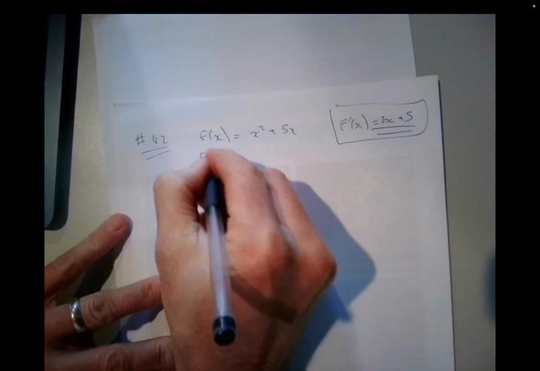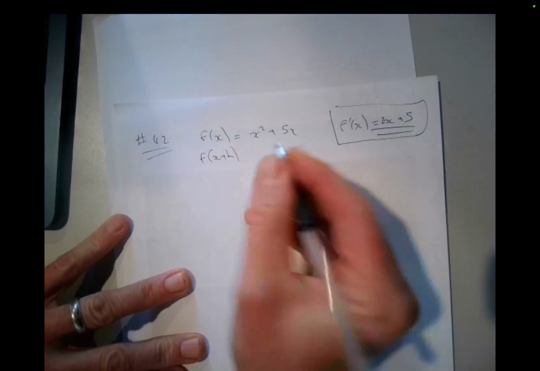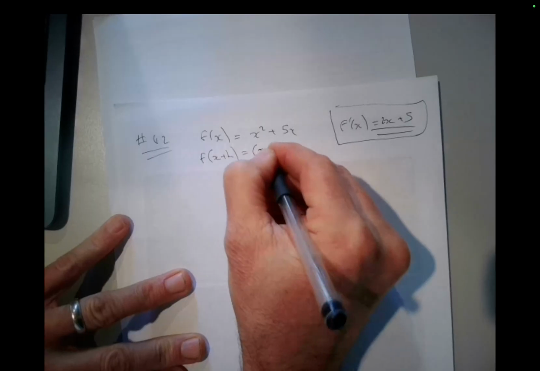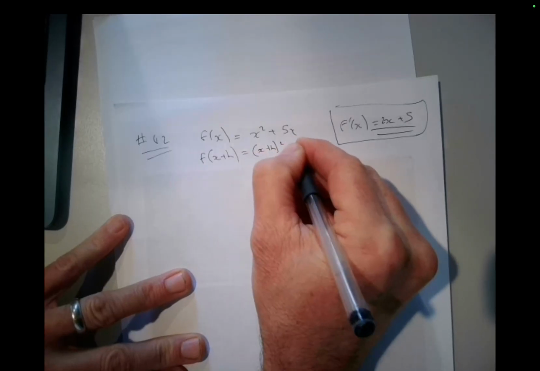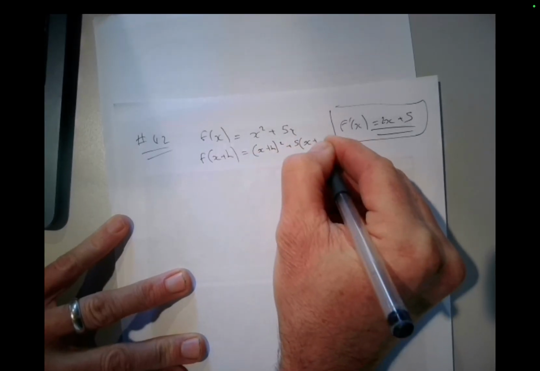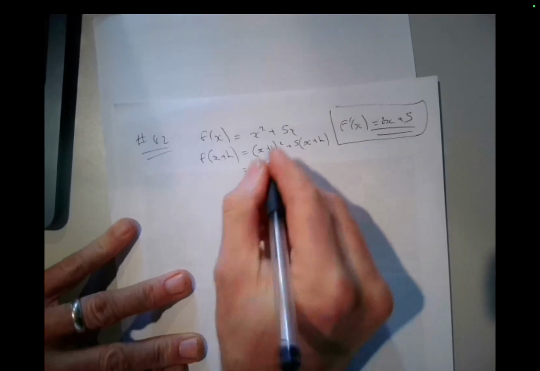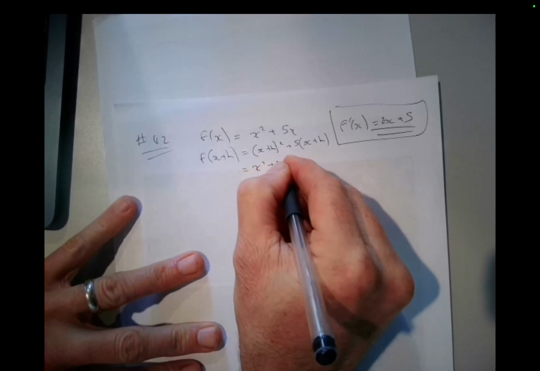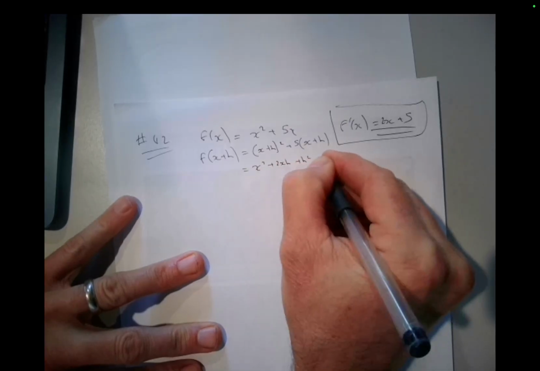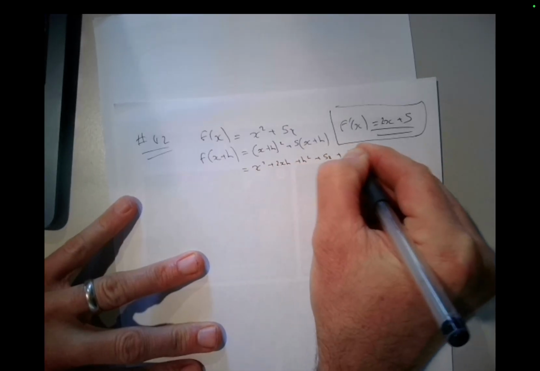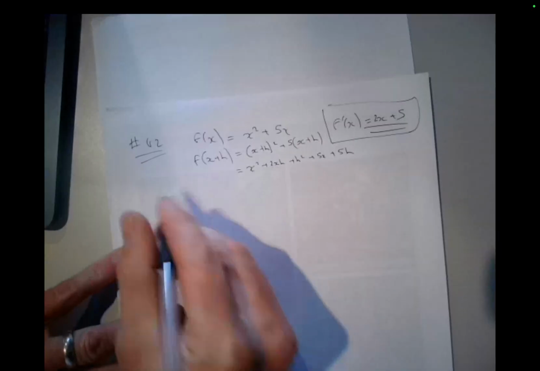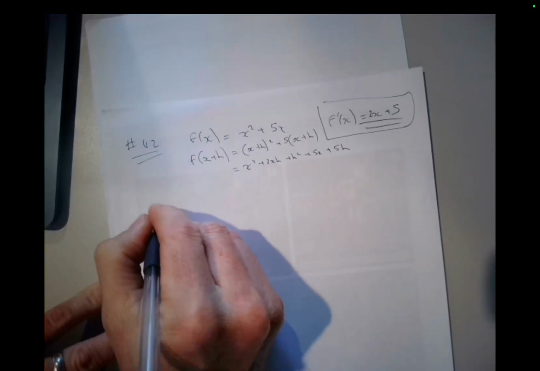So underneath it here, I'm going to put f of x plus h. So that's going to be x plus h all squared plus 5 times x plus h. I'm just going to do some algebra here. I'm going to expand that out. That's going to be x squared plus 2xh plus h squared plus 5x plus 5h. So into the formula it goes. Let's write the full thing out.